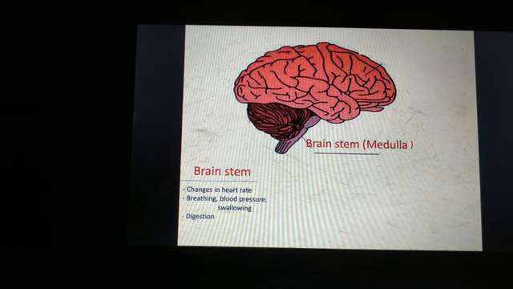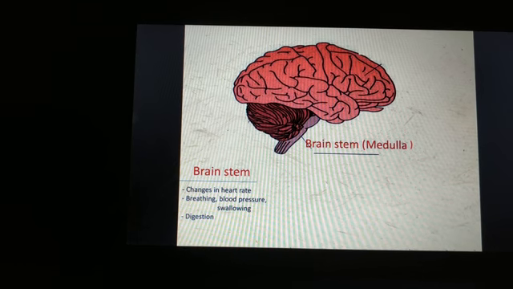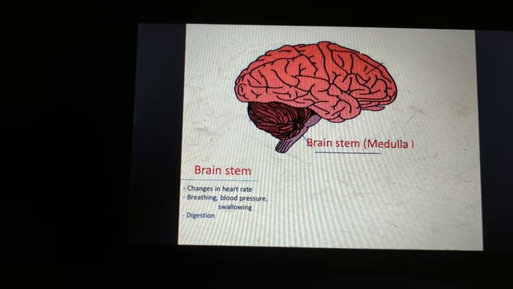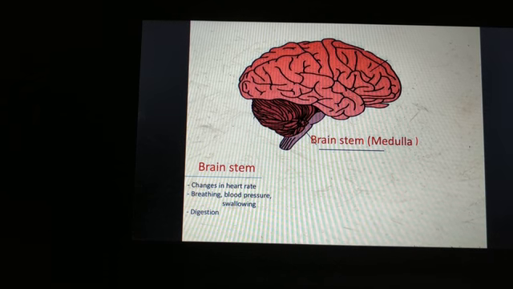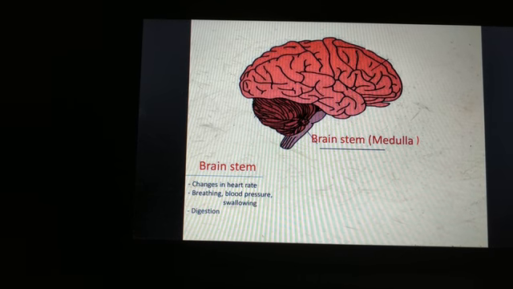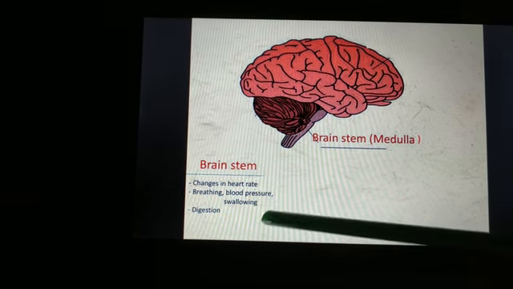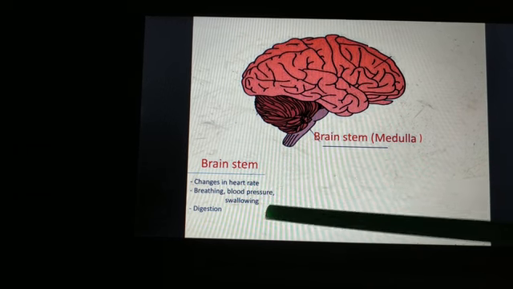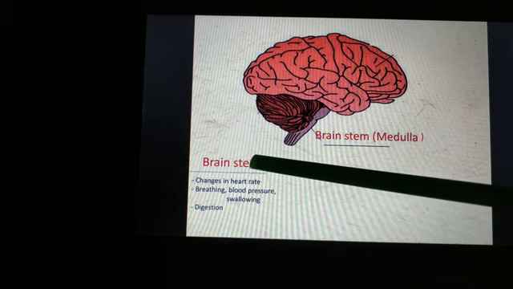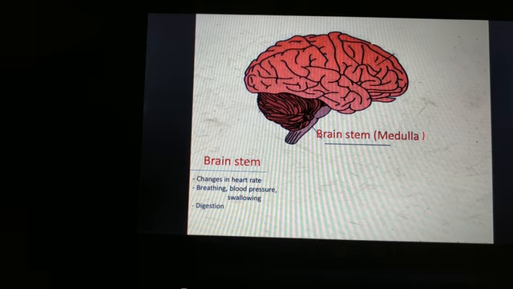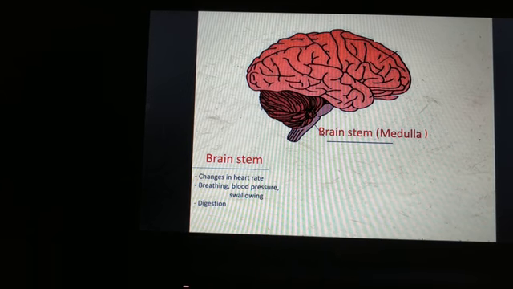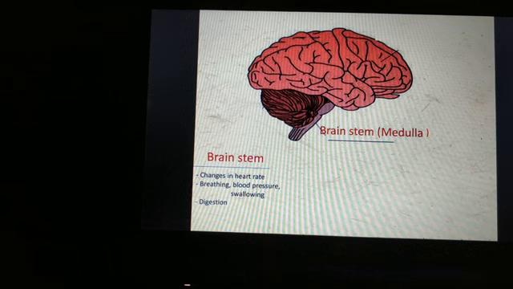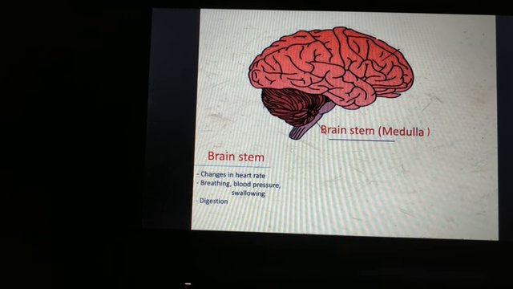It controls activities like breathing, heartbeat, blood circulation, digestion, blood pressure and swallowing. So all these activities are controlled by the medulla or the brainstem. We can say that the medulla is in charge of all the automated functions of our body, which occur on their own.